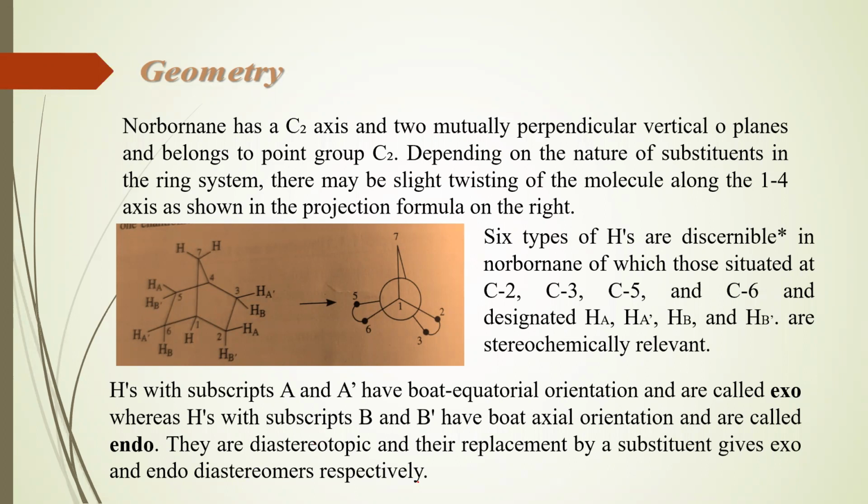In that case, the 1,4 carbon atoms are slightly twisted, because this is carbon number 1 and the circle is represented as carbon number 4. Therefore, in forming this bridge, there is a slight twist of the molecule in the Newman projection.